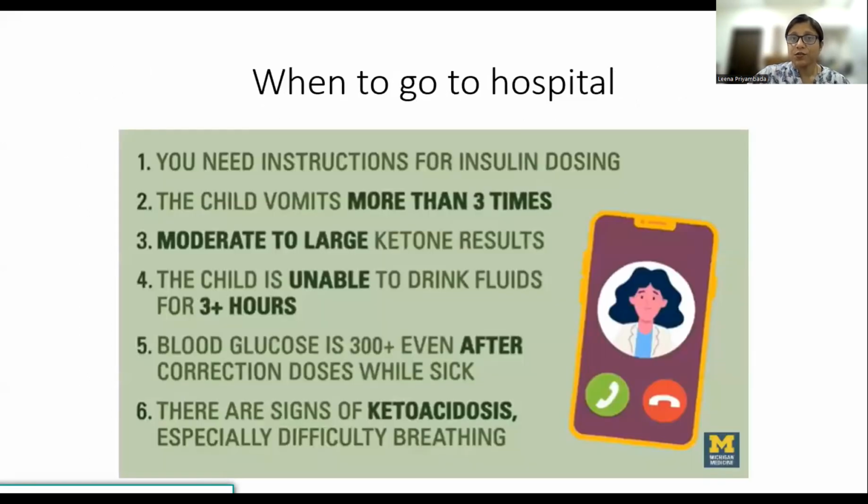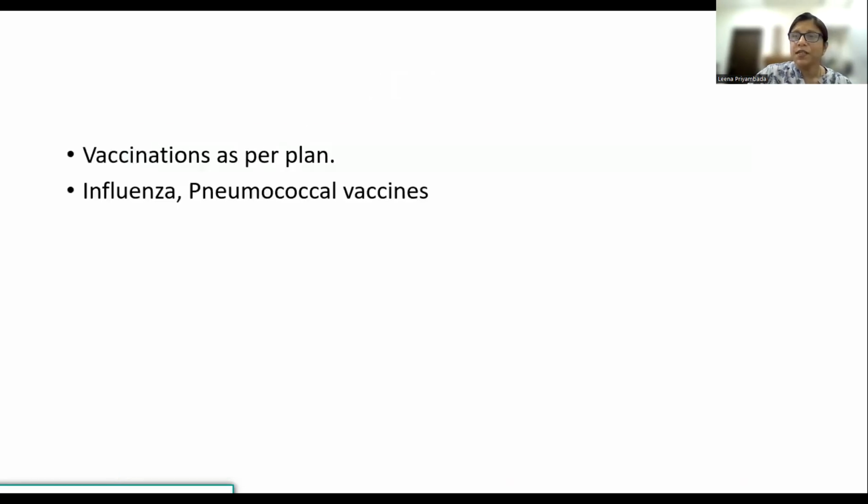This we have said. So when do you go to a hospital? If you are not sure about the insulin dosing, if the person vomits more than 3 times, if the moderate or large ketones are not improving, the child is not taking anything orally, your blood glucose remains high, and there are signs of ketoacidosis like fast breathing, the child appears confused, and all that. The vaccinations for all the conditions that are given routinely for a child without diabetes have to be given. Influenza and pneumococcal vaccines are particularly important.